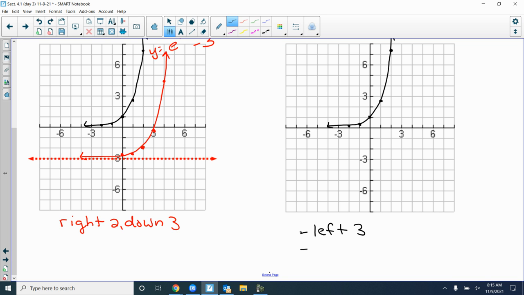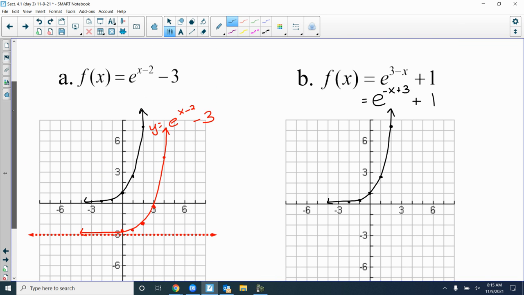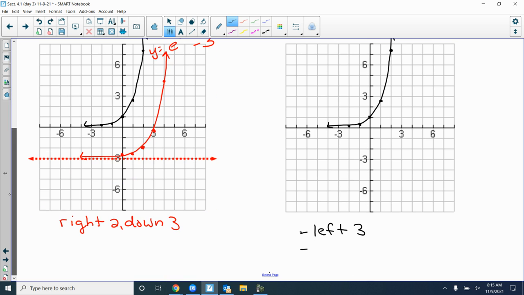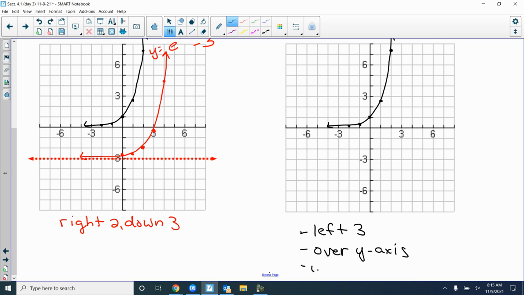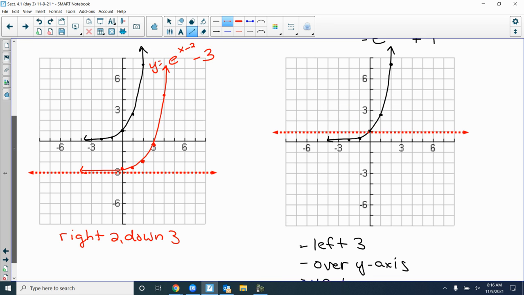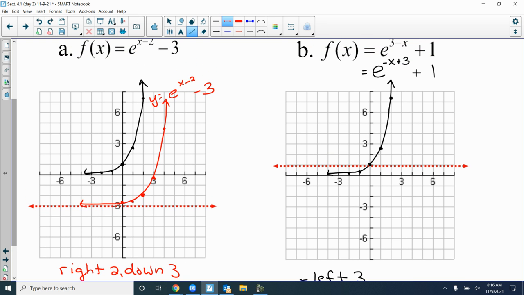Is it flipping over the y-axis? Flips it over the y-axis. Yep. So it goes over the y-axis. And then what's that last one there? It is plus 1. What's that do? It goes up 1. So now my horizontal asymptote will go up 1. Left 3, over the y-axis, up 1. All right, go ahead, plot those points.